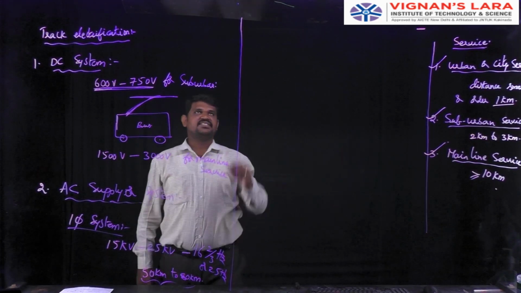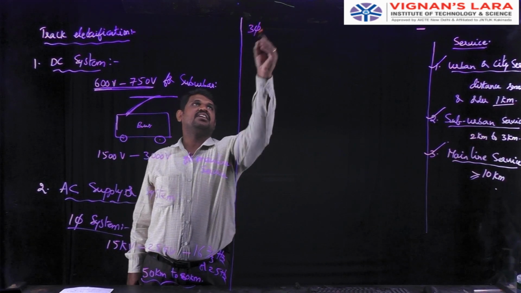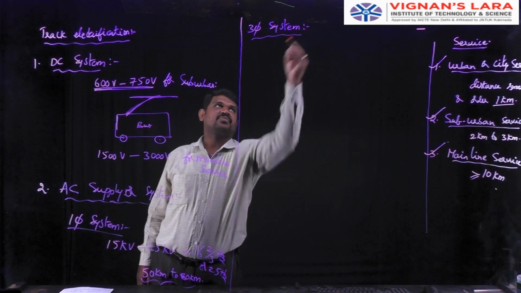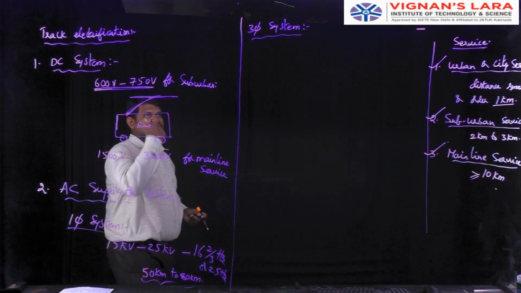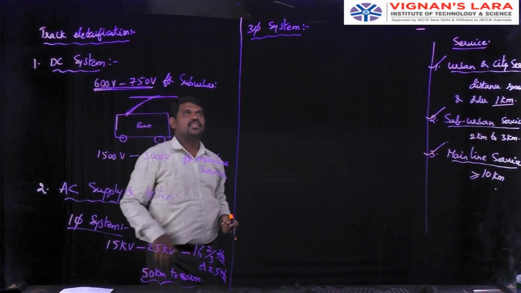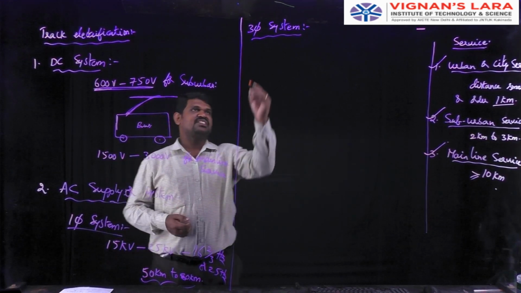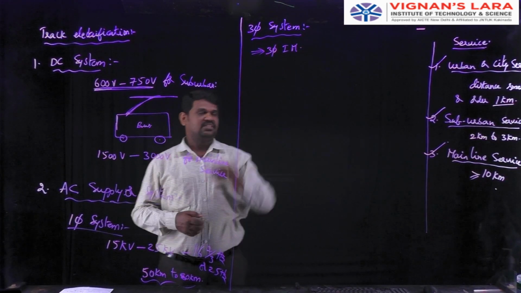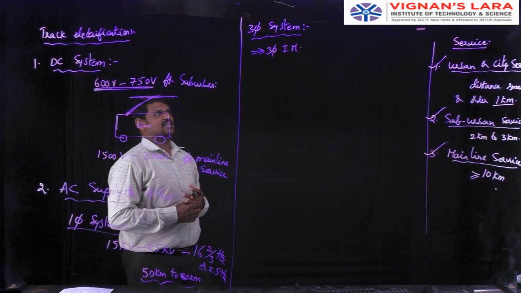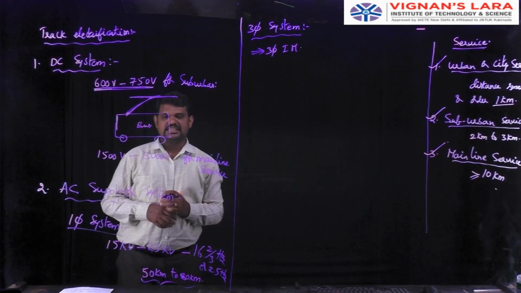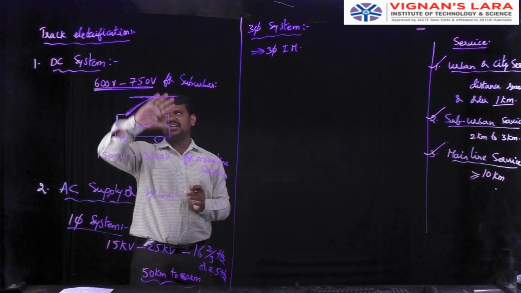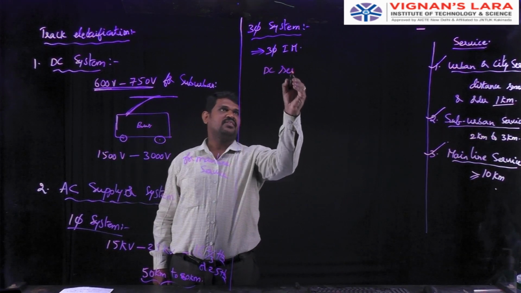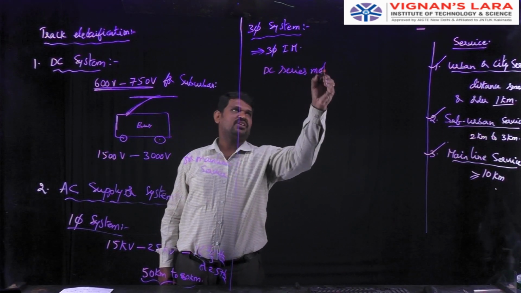The second AC system is the three-phase system. In the three-phase system, normally, you know the three-phase induction motor. The three-phase induction motor has more advantages than the DC. Normally, in traction systems, we use DC motors, the DC series motor.